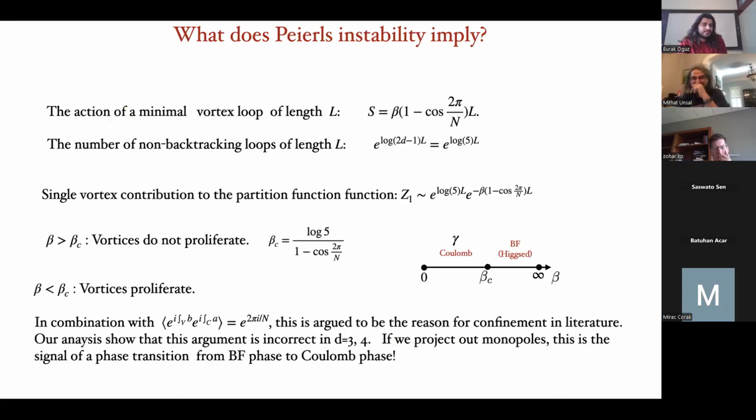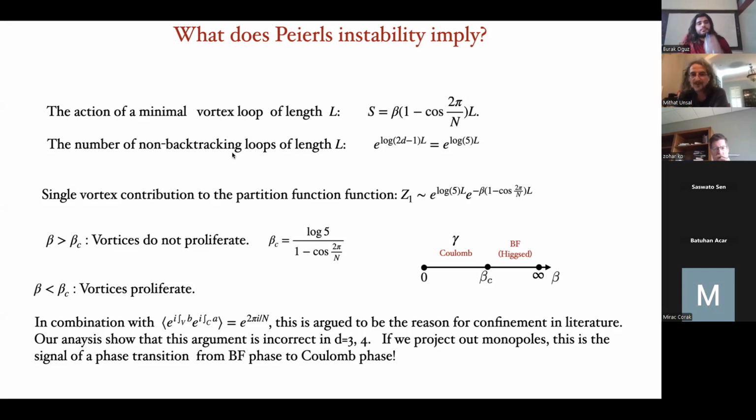Okay. But I can give you more intuition about this theory. One of the things that I like most in StatMech is this Peierls instability type argument. Now, this is something very interesting. So if you take a minimal vortex loop of length L, you can calculate its action. Its action is beta times length, this is in Zn lattice gauge theory in 3D. This part comes from the energy, and this is the length of the loop, energy times length, this is the action.